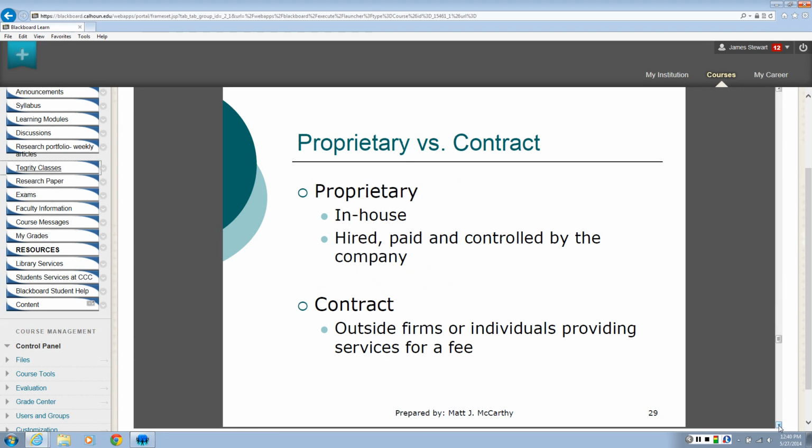Please make sure you know the difference between proprietary and contract security. I mentioned Huntsville Hospital earlier. Huntsville Hospital is an anomaly because they use both. They actually have their own proprietary security force that their management runs, but they also contract with a security company. And typically, the way they do it is they hire their proprietary security officers from the contract company.